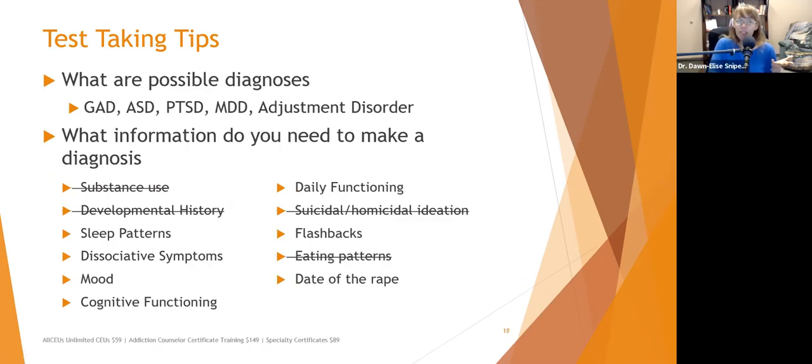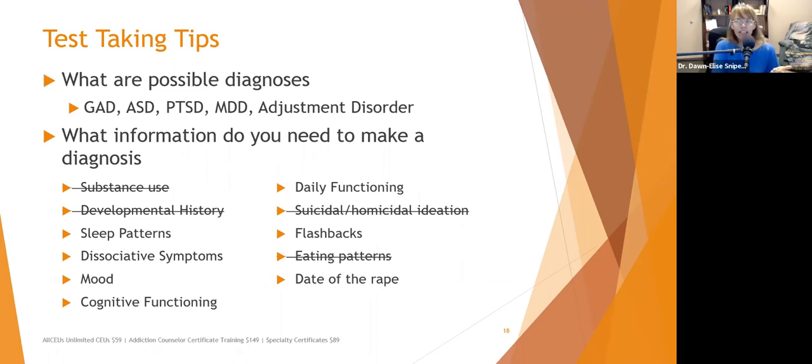Well, the possible diagnoses that you might be seeing in this person with what little information you have so far include generalized anxiety disorder, acute stress disorder, PTSD, major depressive disorder, or adjustment disorder. So what information, again, do you need to make the diagnosis? And I want you to remember, what you're doing is making a diagnosis. You're not looking for other things. She was recently raped. So we want to know the date of the rape, because with ASD and PTSD, one of the big differences is how long ago the trauma happened.